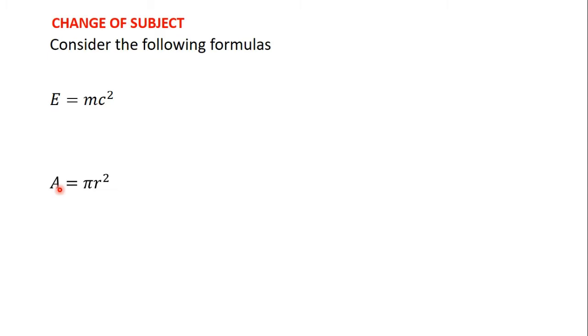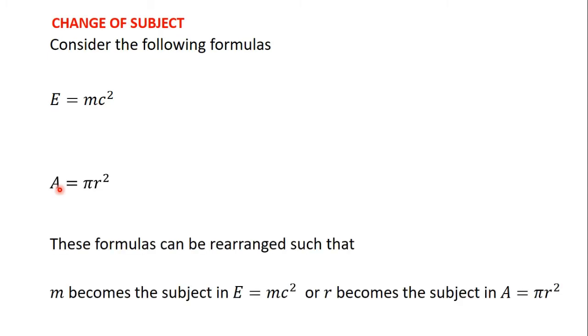Now, what is change of subject? What change of subject means is that we can rearrange these formulas. We can rearrange them such that in the first case, M becomes the subject instead of E. So we will rearrange it such that M will become the subject instead of E. You can see that in this new equation here, M is now on the left hand side with no variable attached to it. But when you go to the right hand side, it is E over C squared. So clearly from here, we have changed the subject from E to M. That is what we mean by change of subjects.